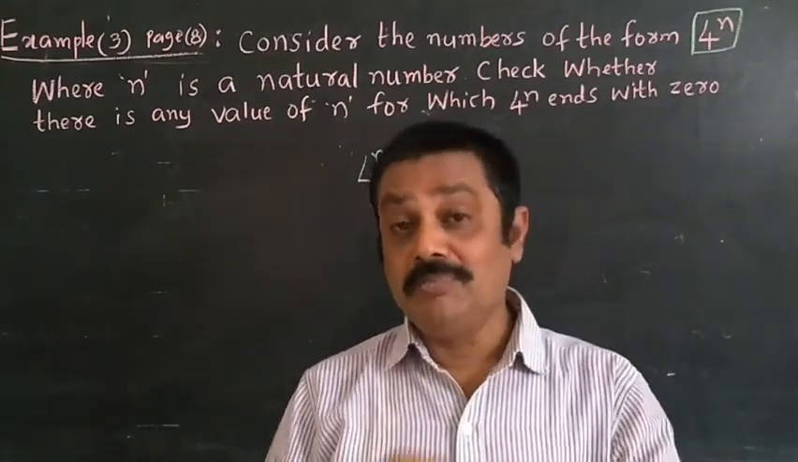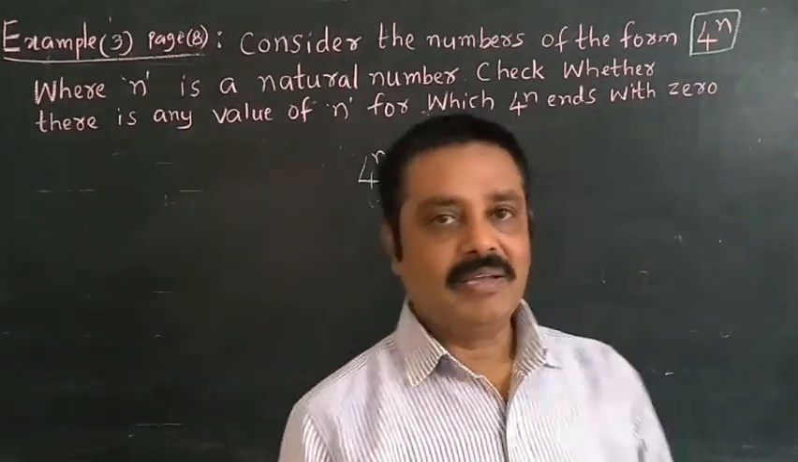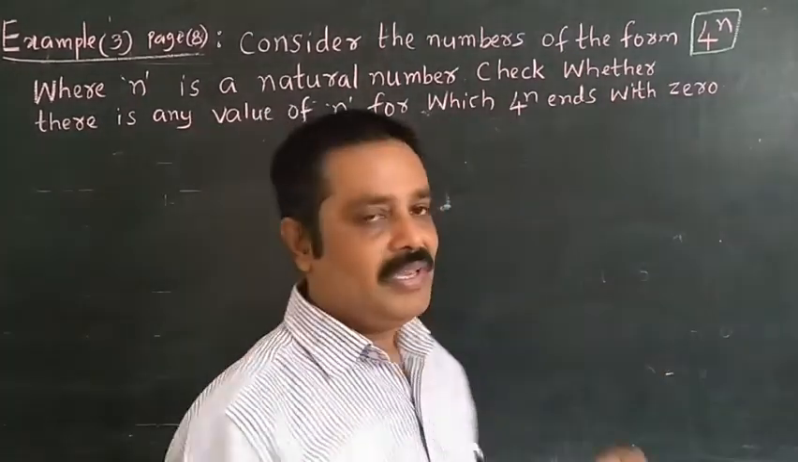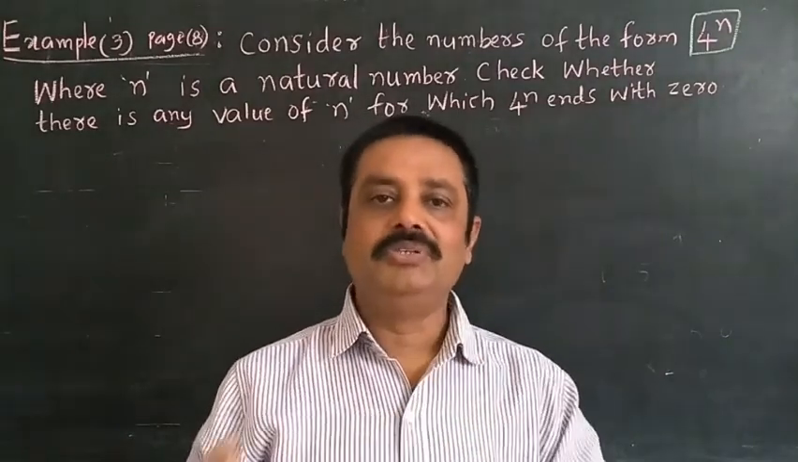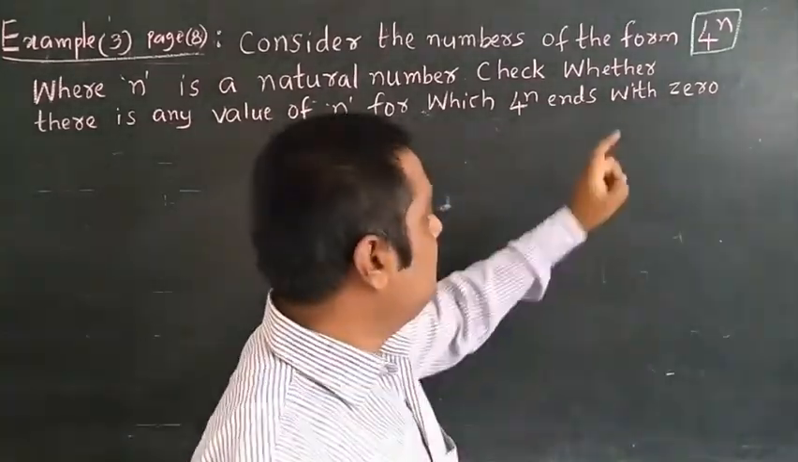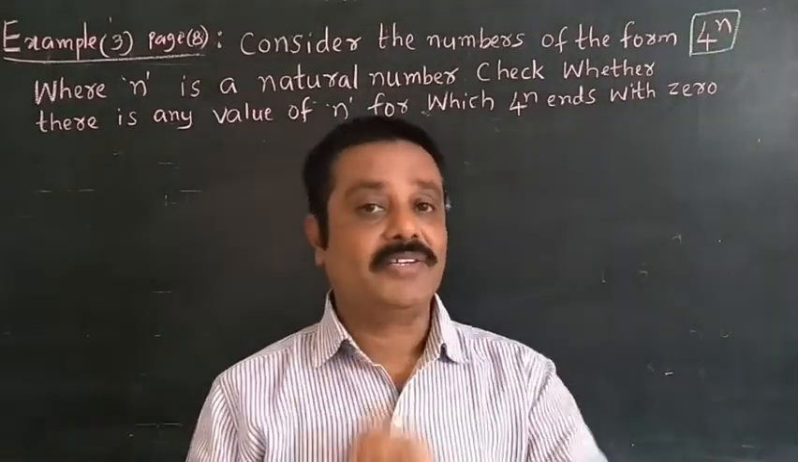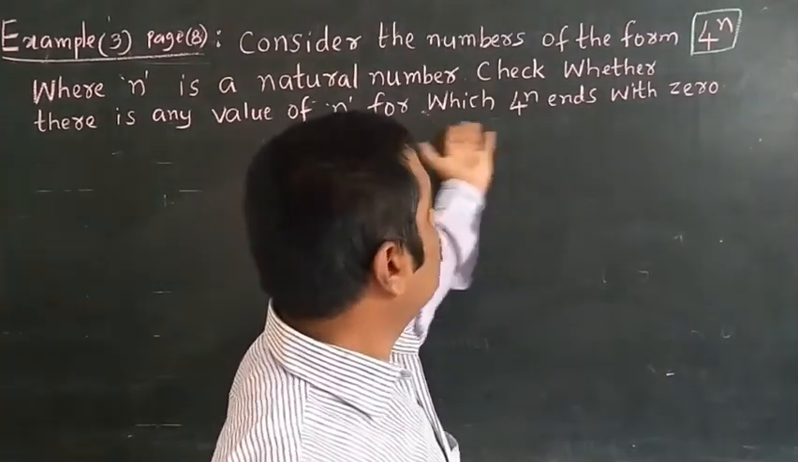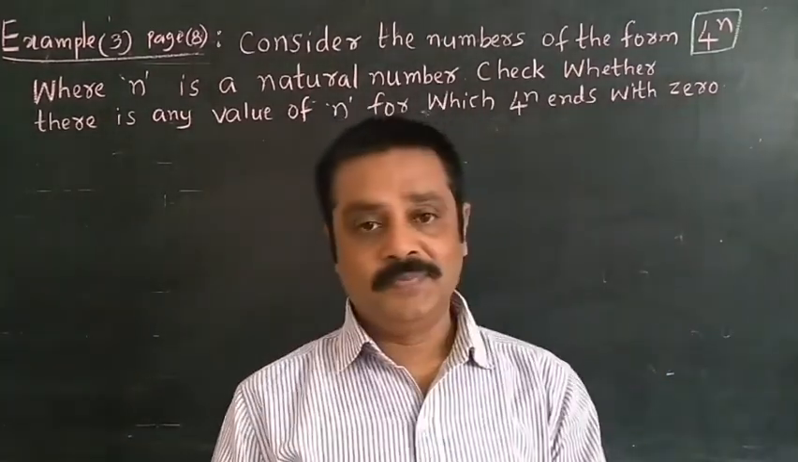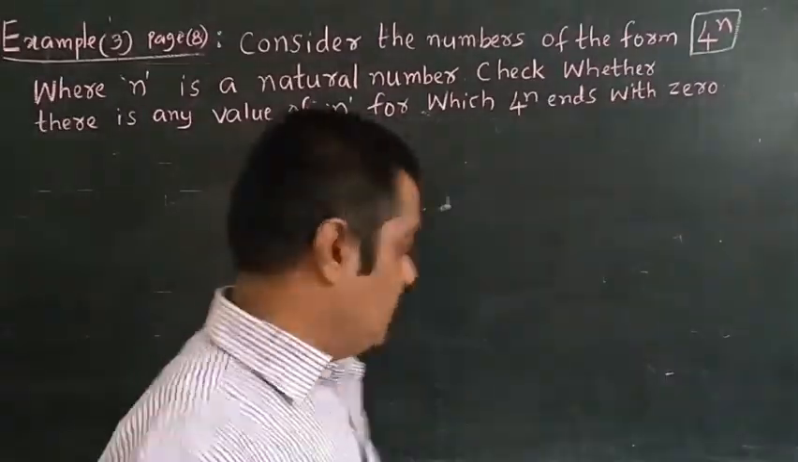But is it possible with 5? No. Why? Because in the prime factors of 4, we cannot get 5. That's why we are unable to get a number ending with 5. We are unable to get 5 as a factor. If we cannot get 5, we are unable to get a number ending with 0. Have you understood, children? Now go through the proof.